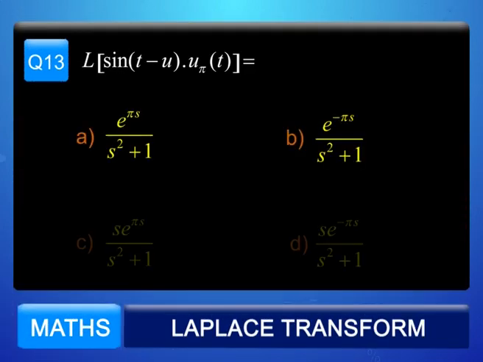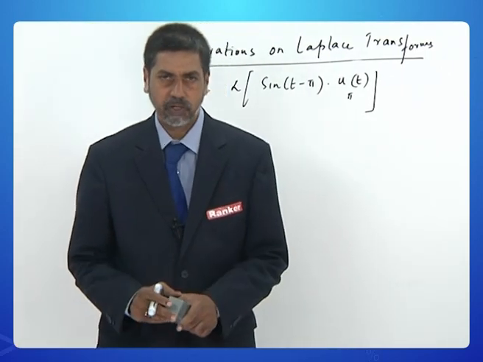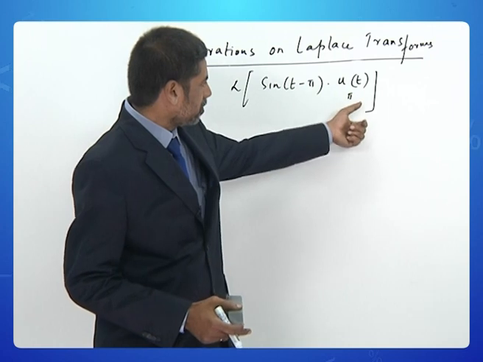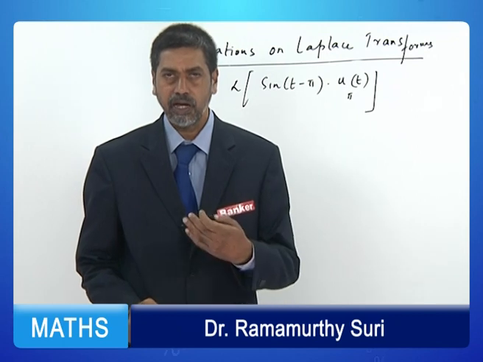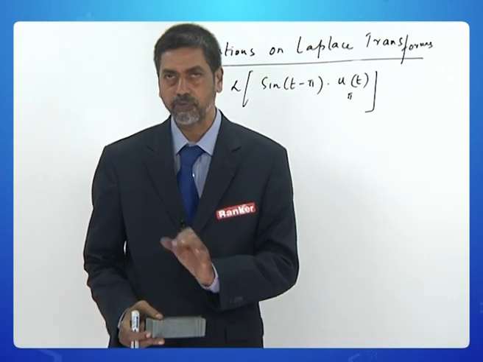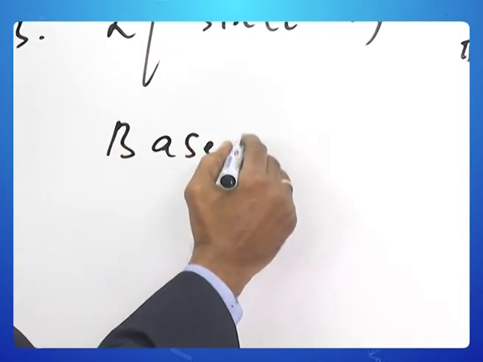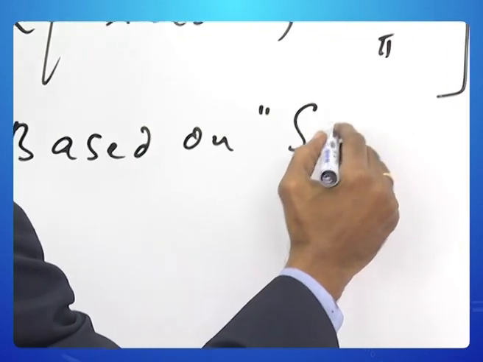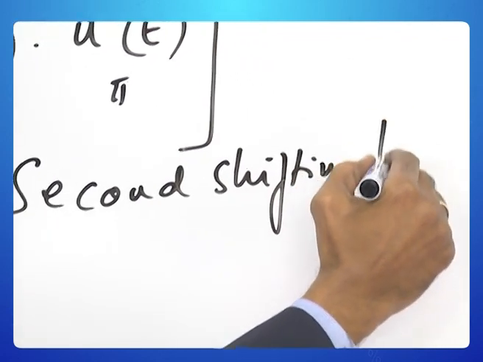Question number 13. Laplace of sin t minus pi into u pi of t. Again, there are two options. One is you write the meaning of this function using the definition of the unit step function and then use integration. But this problem has been designed on the so-called second shifting property of Laplace transforms. So, this is based on the second shifting theorem.